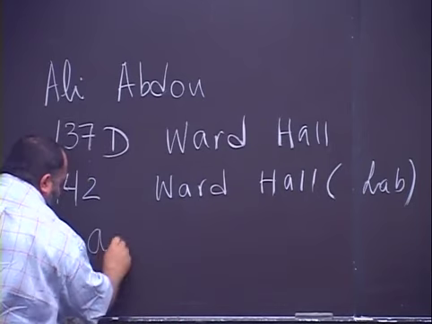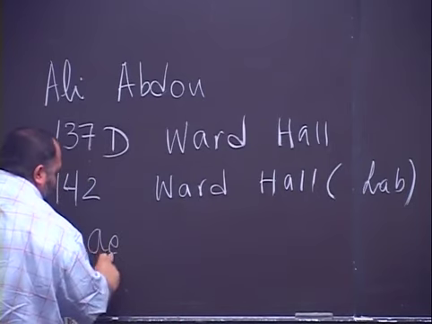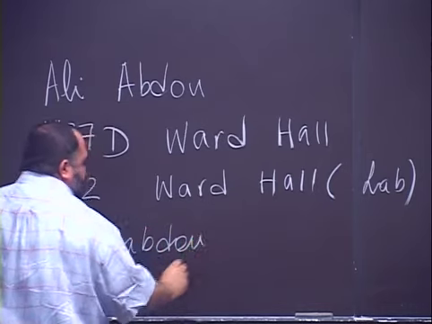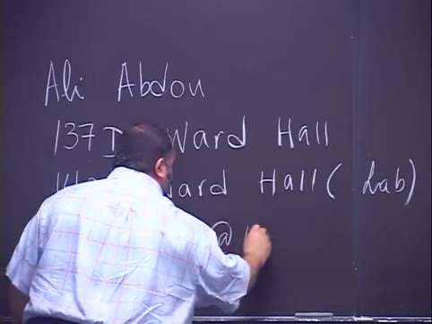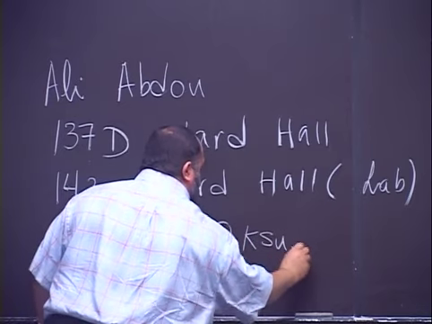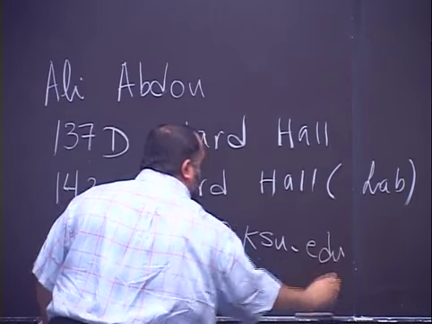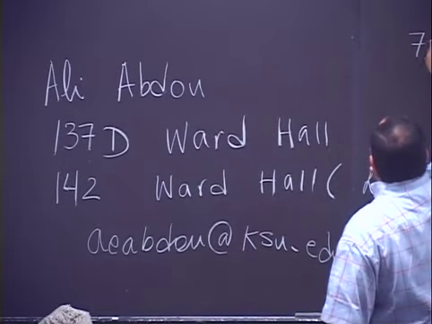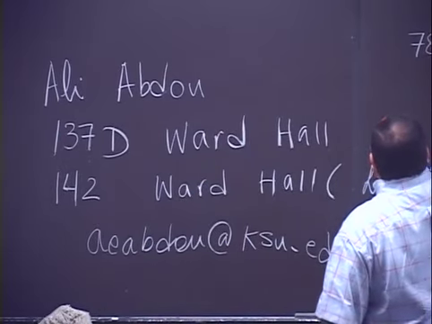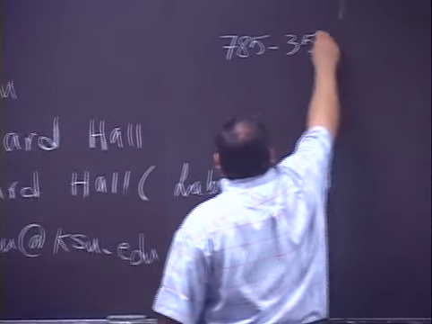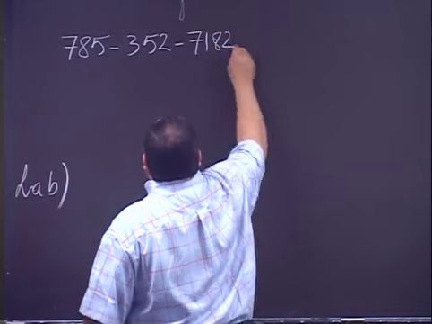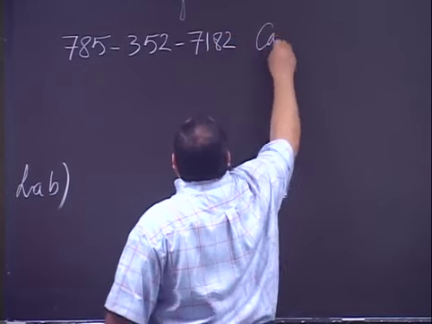Also, you can reach me by email. It's aeabdou@ksu.edu. For phone, 785-352-7182. This is the campus phone.